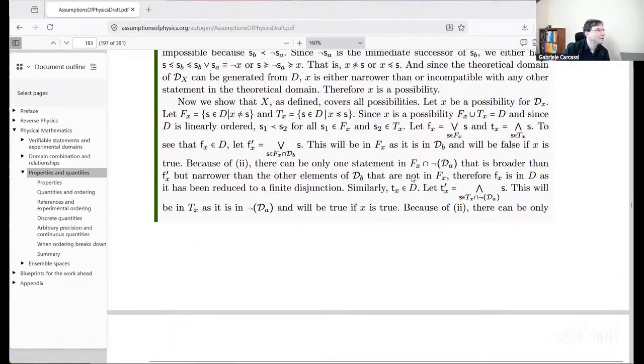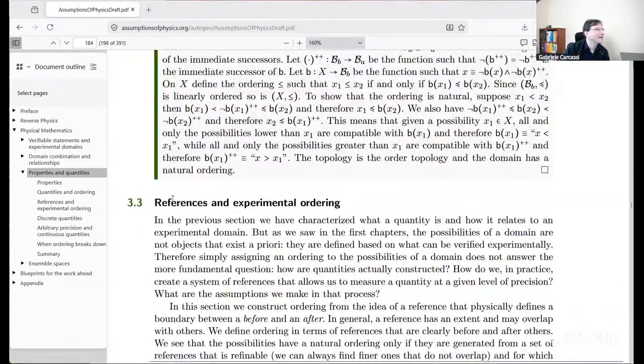And we stop it here, which is a perfect place to stop. So next time is going to be references and constructing the numbers from sort of metrological assumptions of what you can get before and after.